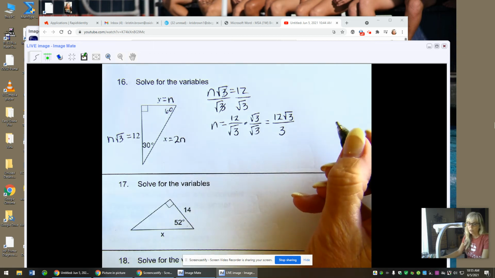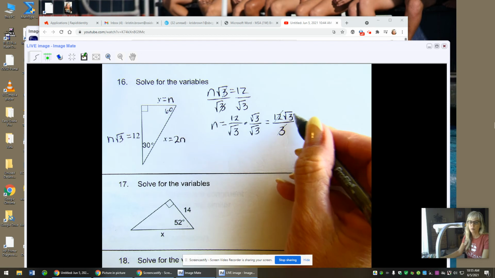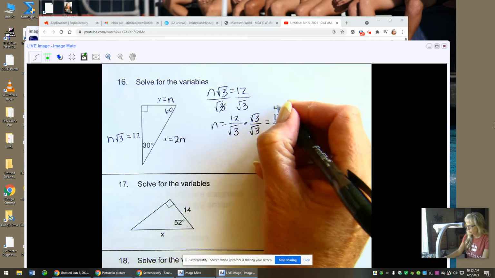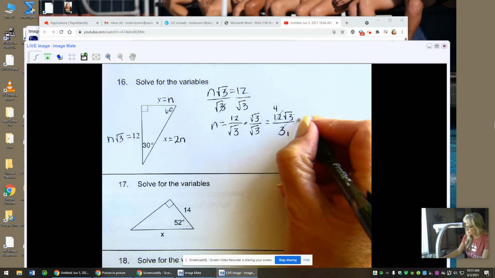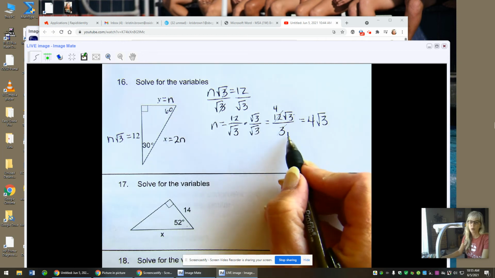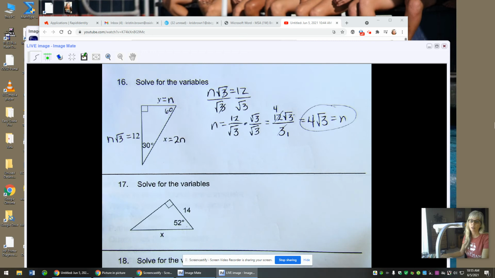We're not done yet, though, because the 12 and the 3 can reduce. We can't reduce the 3 with this because that's not a 3. It's a square root of 3, which is 1 point whatever. But the 12 and the 3 can reduce. 3 goes in there once, and there 4 times. So our n value becomes 4 times the square root of 3. Our denominator's 1. We don't need it anymore. Step 2 was a bit long. Sometimes it's quick and easy. Sometimes it's all involved like that.